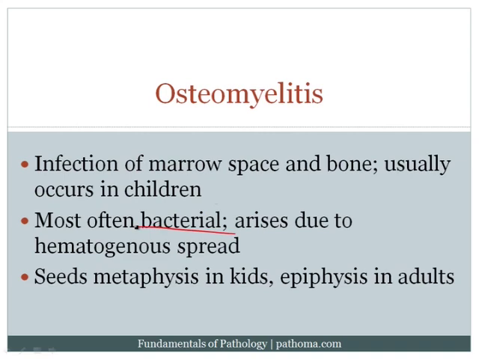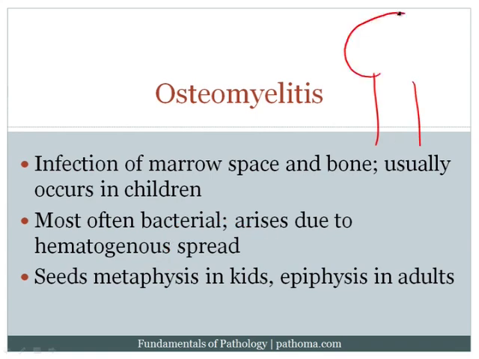Osteomyelitis is infection of the marrow space in the bone, and it usually occurs in children. It's most often bacterial, and the bacteria get into the bone via hematogenous spread. Now, in children, you get a transient bacteremia, which then results in seeding of the metaphysis, whereas in adults, you classically have an open wound, which results in bacteremia, which then seeds the epiphysis.